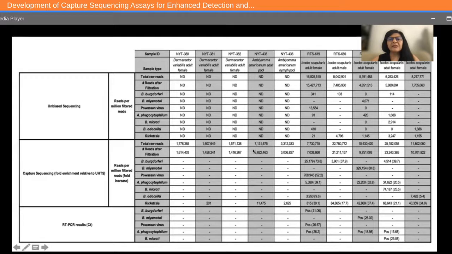These are the next 10 samples, and for this set of samples, we have both qPCR data as well as the unbiased sequencing data. And we can see that TBD-Cap-seq did really well in terms of detecting the reads mapping to Borrelia and also other pathogens, and we can see here in the parenthesis that the fold enrichment is pretty good. So this experiment also did very well in detecting more than one type of pathogen and pathogens other than Borrelia burgdorferi.